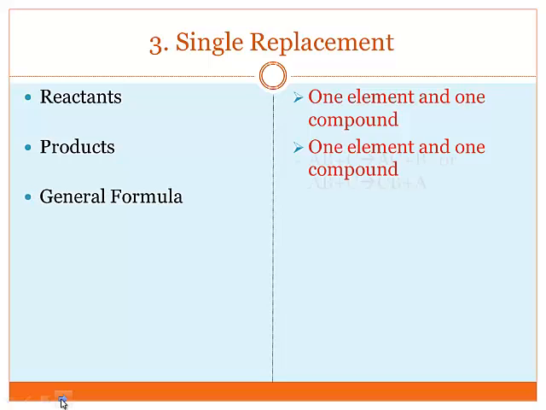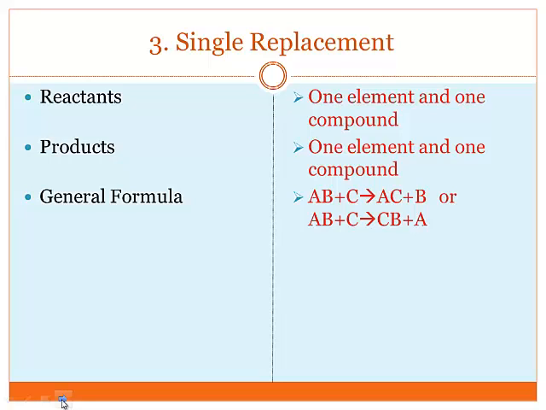When we look at the general equation, there's 2 different types. You can have that AB plus C produces AC plus B if C is a nonmetal, because C as a nonmetal will replace the nonmetal in an ionic compound.